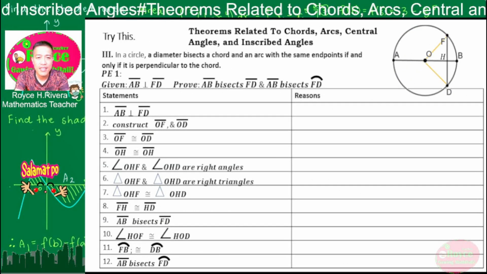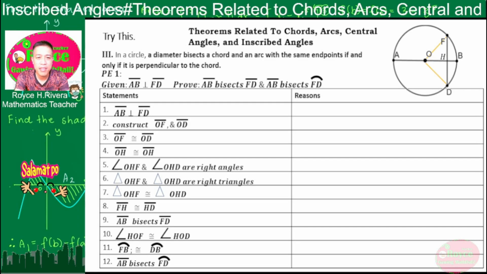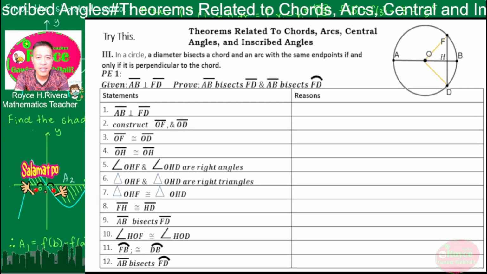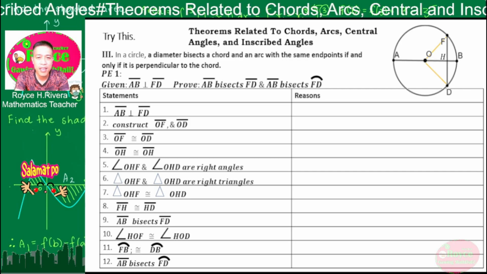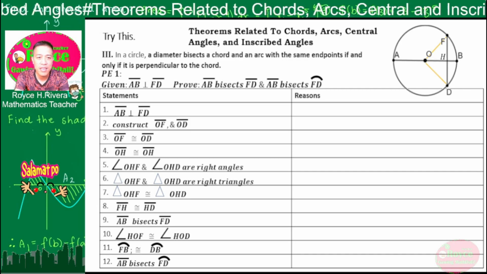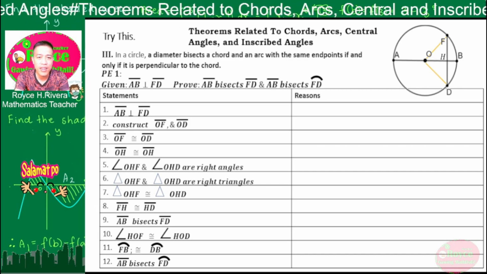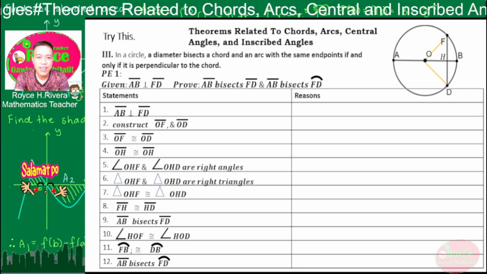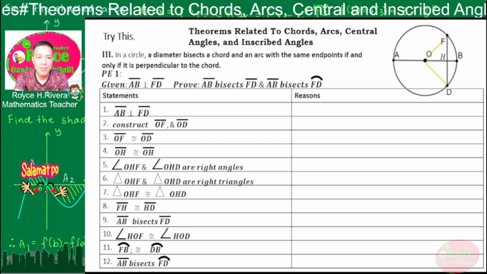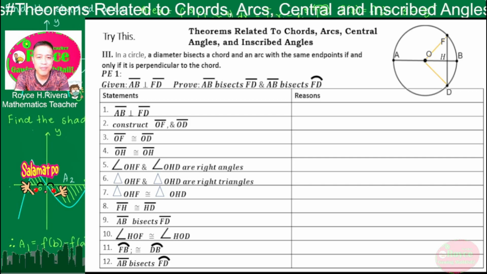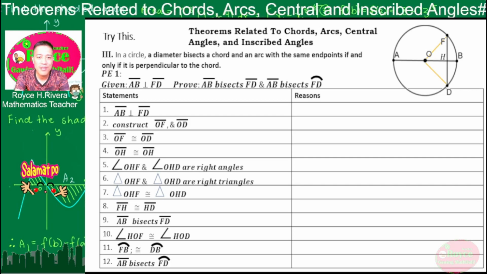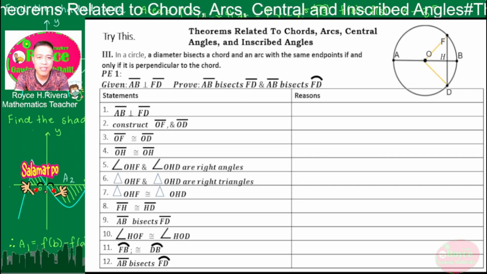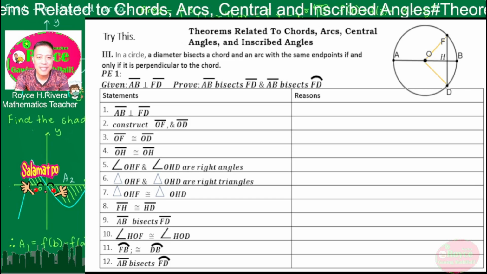Number 3. In a circle, a diameter bisects a chord and an arc with the same endpoints if and only if it is perpendicular to the chord. I want you to try to prove this theorem. Please pause the video and give reasons for each statement.